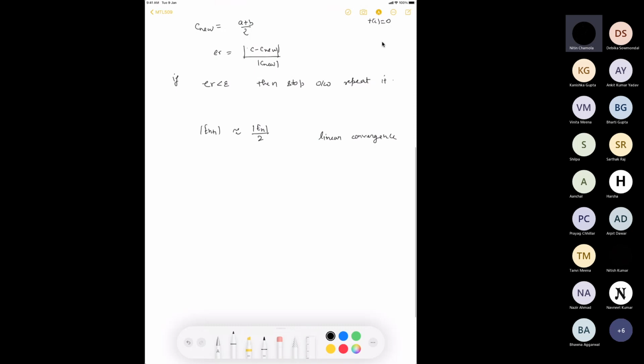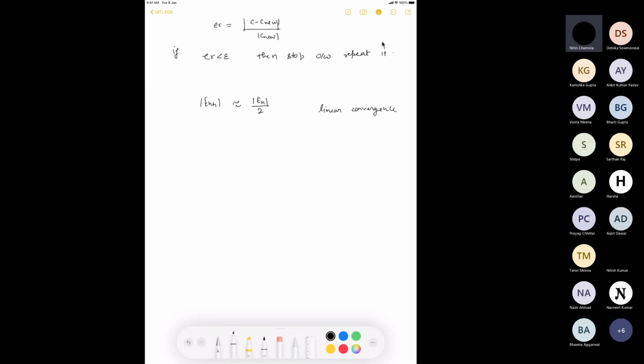Okay, and I pointed out that this is one of the drawbacks of this algorithm also, that when you go from one iteration to another iteration, the error is going to be approximately half, right? So in that sense, this algorithm is very slow. Okay, and I pointed out some other drawbacks also for this algorithm.